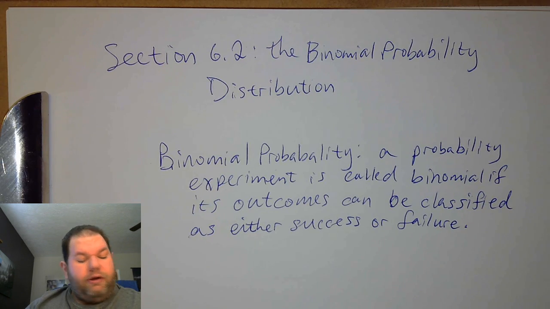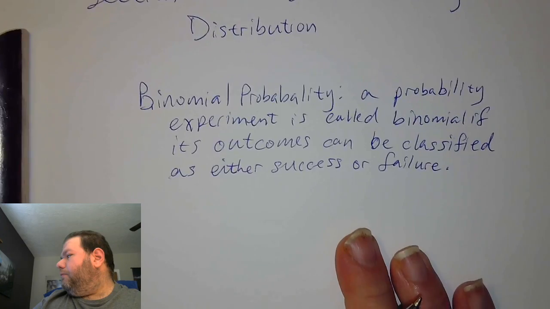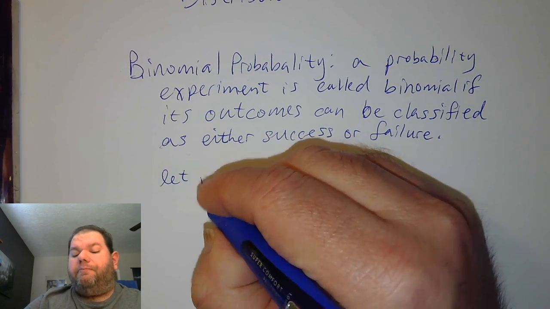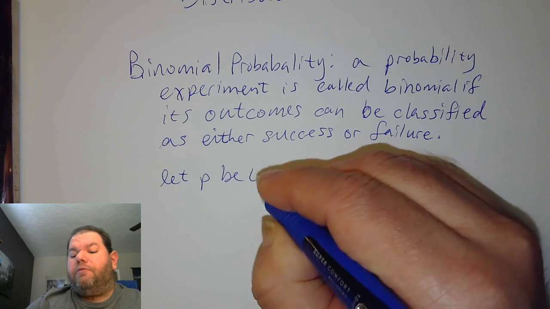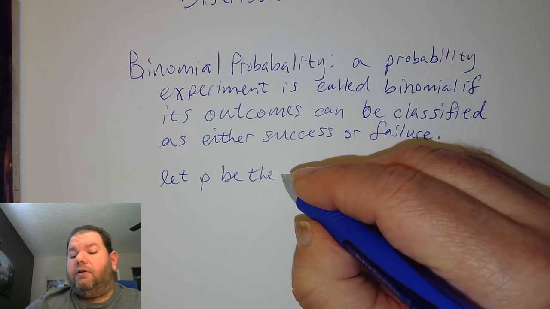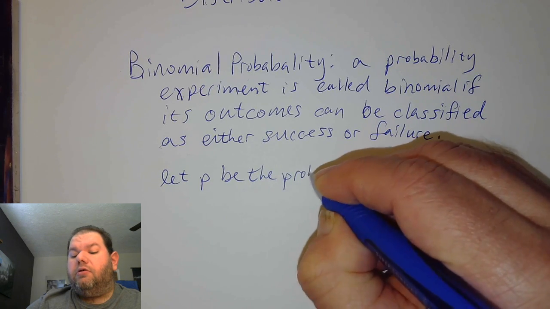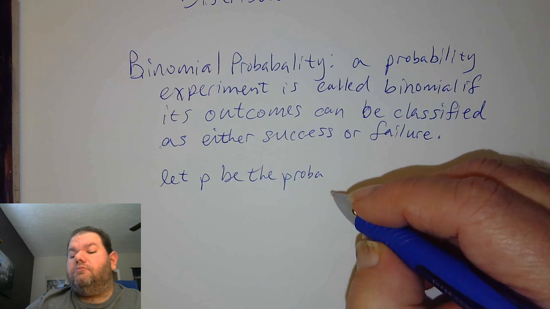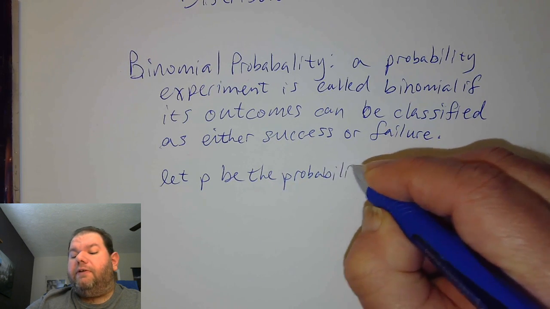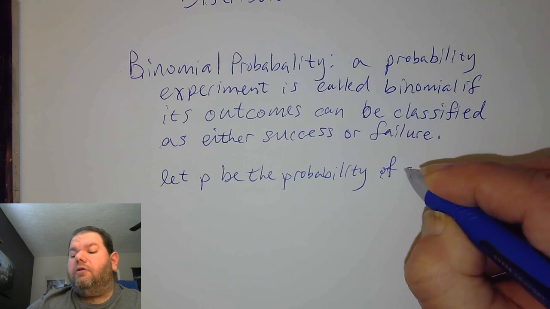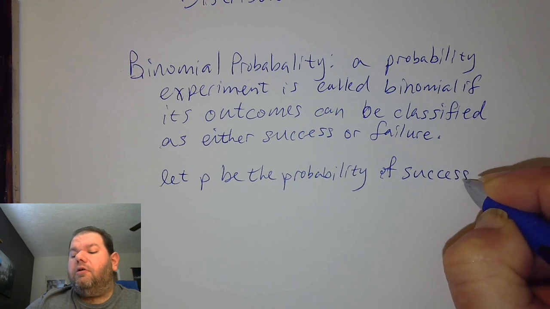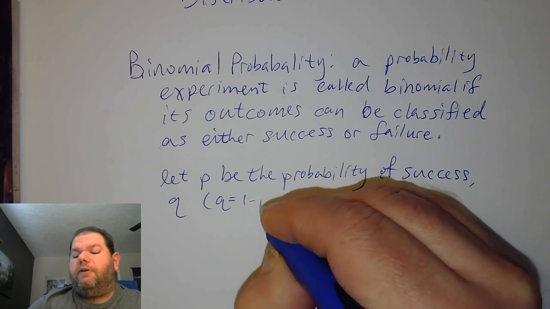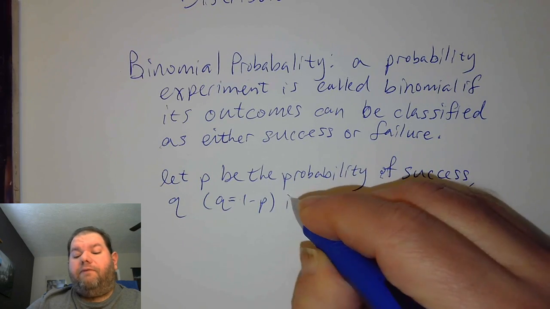So we say that P is the probability of success. Q, and again Q is equal to 1 minus P, is the probability of failure.